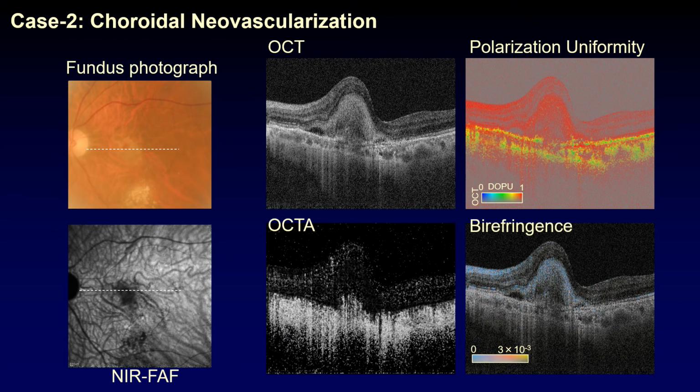The second case is also a CNV case. In the OCT image, we see a huge hyperscattering material. Again, in this hyperscattering material, we can see an abnormal flow in the OCTA image. By checking the polarization uniformity image, we see several types of abnormality of the RPE. It includes thickening of the RPE, RPE migration, and also absence of the RPE. The birefringence appearance is not the same as in the first case. Here in this second case, the hyperscattering material exhibits low birefringence.